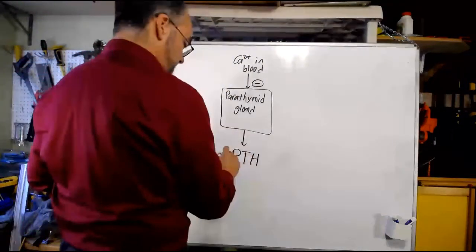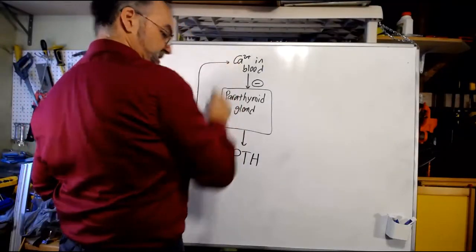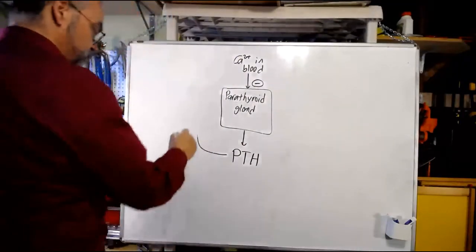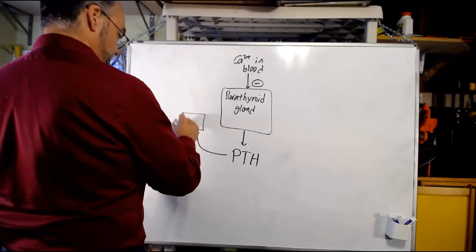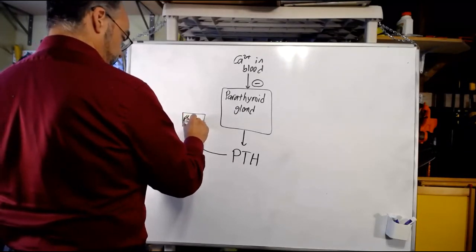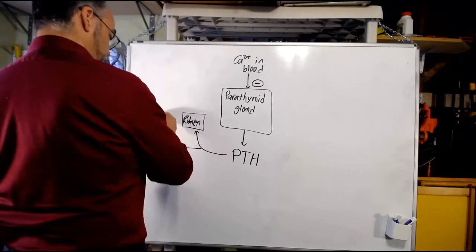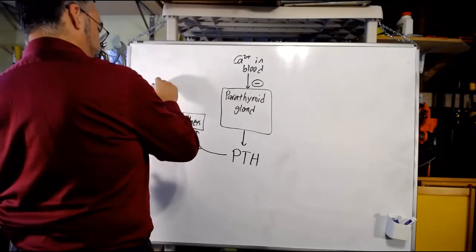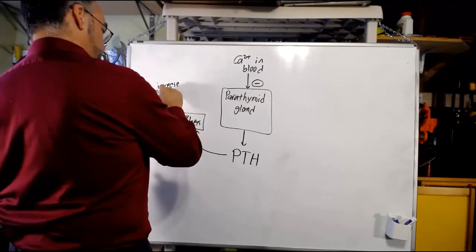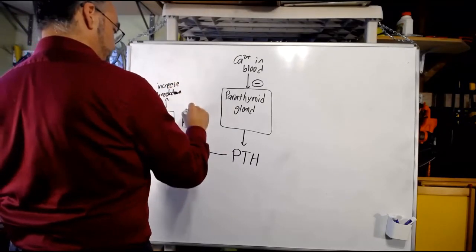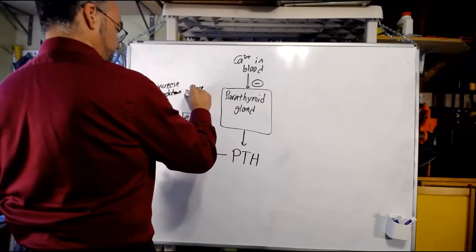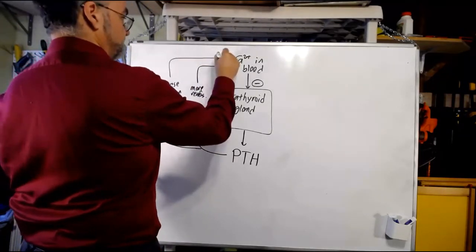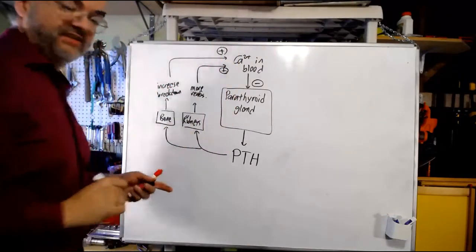And then we can draw the feedback loop that the parathyroid hormone, we could do several things here. We could say it goes to the kidneys and the bone, which increases breakdown. And the kidneys, where we get more reabsorption and conversion of vitamin D, both of which increase the amount of calcium in the blood.